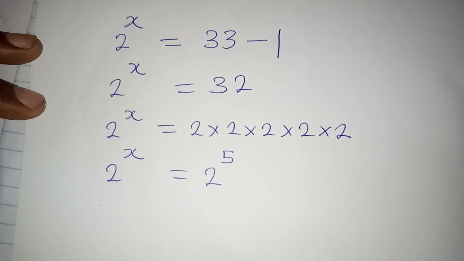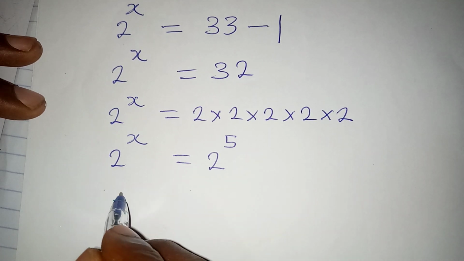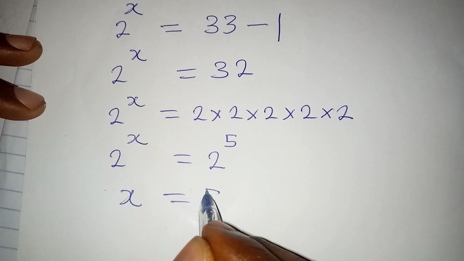2 in 5 places. Now, the bases are the same, so we expect the powers to be equal. So, x is equal to 5.